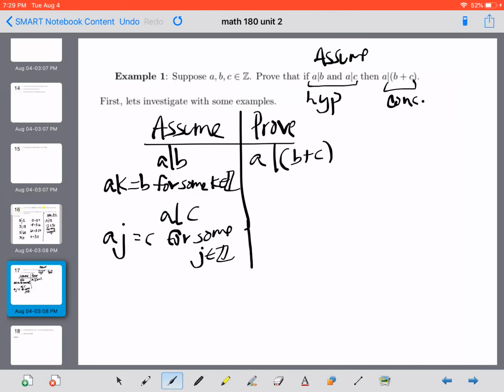All right, now we want to prove a divides b plus c. So by the definition of divides, we're trying to show b plus c is a multiple of a. In other words, we want to show that a times l is equal to b plus c for some integer l.